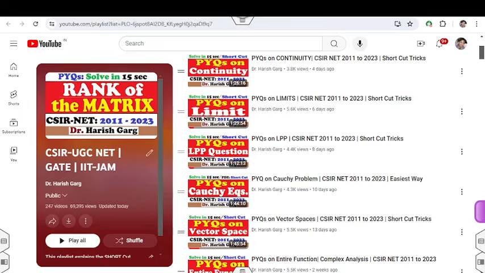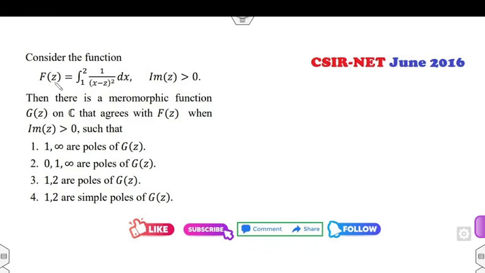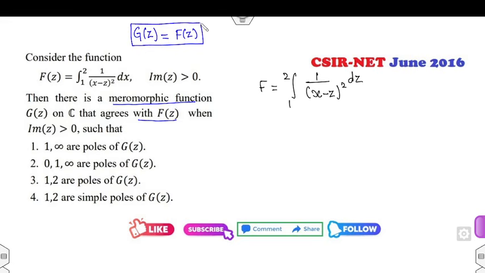Look at this another one. The function f(z) is defined as the integral from 1 to 2 of 1 over (x minus z) whole square dx. There is a meromorphic function that agrees with f(z). So what does it mean? By the identity theorem, both have the same value. Can you integrate them with respect to x? That will be minus 1 over x minus z.